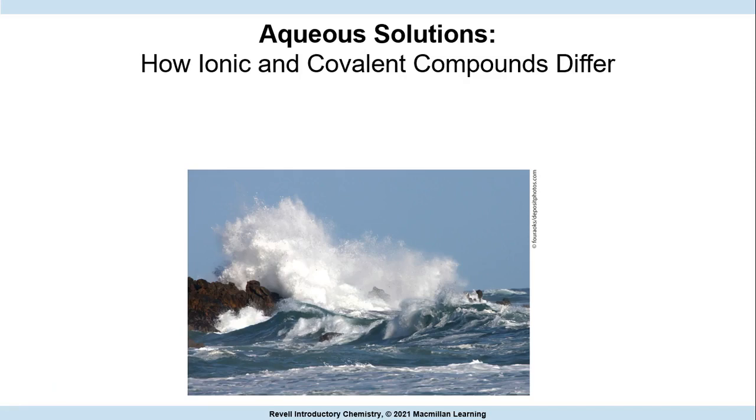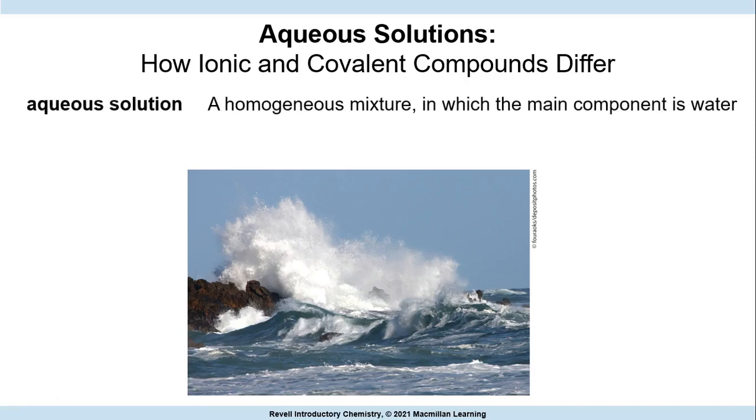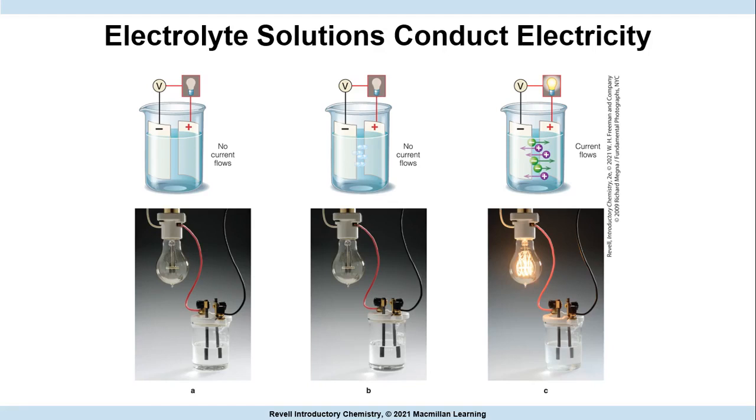Now, how do ionic and covalent compounds differ in aqueous solution? Now, aqueous solution, we have said, is a homogeneous mixture in which the main component is water. Water is called the solvent, and the other thing, the solute, is what is dissolved in the solvent. So when we say a substance is soluble in aqueous solution, it means that it is able to dissolve.